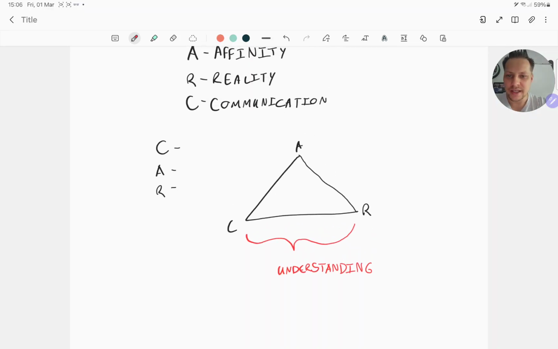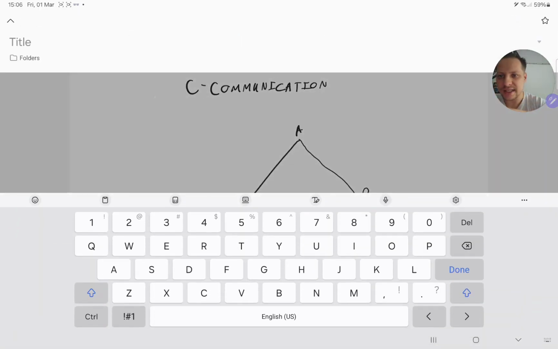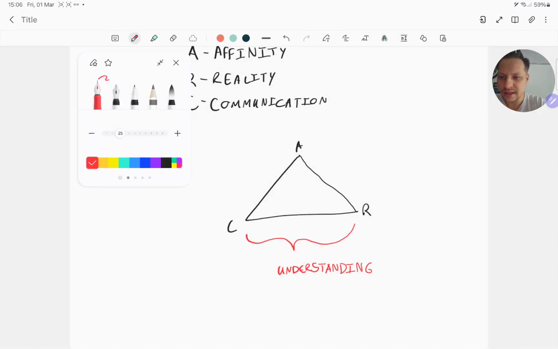Let me explain. From what we can see over here, let me remove that. Now we've got communication, reality, and affinity. So what is happening over here? When one of these goes up, all of them go up. When one of these goes down, all of them go down. But what do they individually mean?